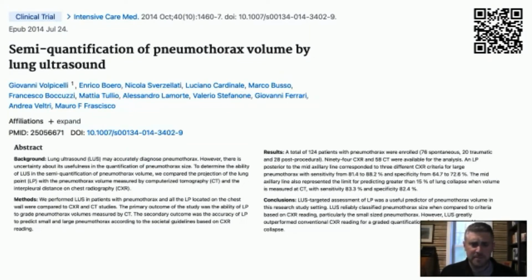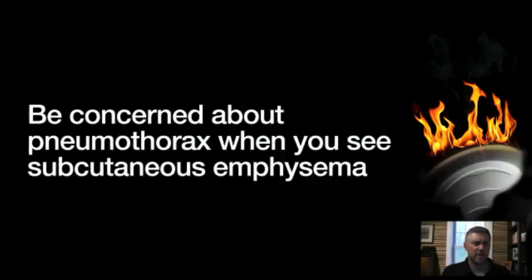Does that make sense? So the teaching points on this case: be concerned about a pneumothorax when you see sub-Q emphysema in the setting of trauma, right? That's something that's major. And probably, we could think about this one a little bit, but probably in the setting of medical patients as well, if they've got sub-Q emphysema, this probably should be on your list of concerns too, right? But specifically in trauma, because that's what we're talking about today, if you see sub-Q emphysema, there's a high specificity for an occult pneumo, so be worried about pneumo there.